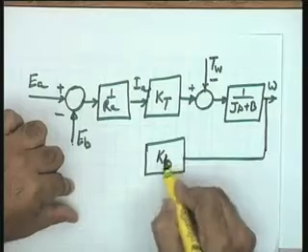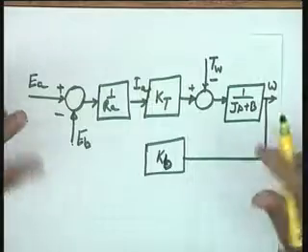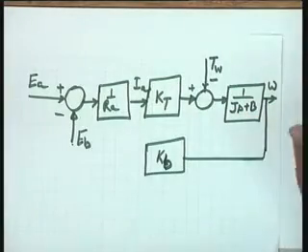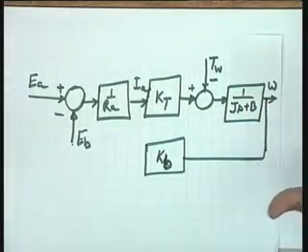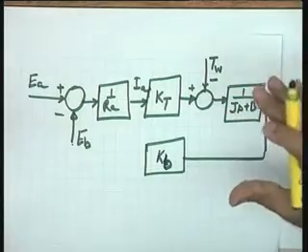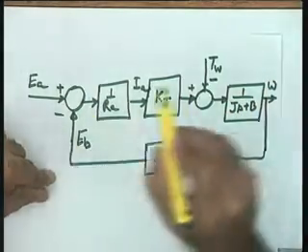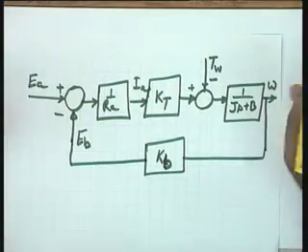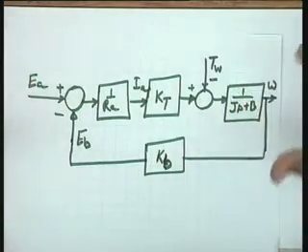This is actually Kb, the back EMF. This feedback link, please see, is not being provided by any sensor. It is inherent in the structure of the motor, in the motor operation. Kb is the back EMF. So, Kb into omega is your back EMF, and here the loop gets completed. So, please note there is a feedback loop, though if you look at the motor, you have not installed any sensor to give the feedback signal.